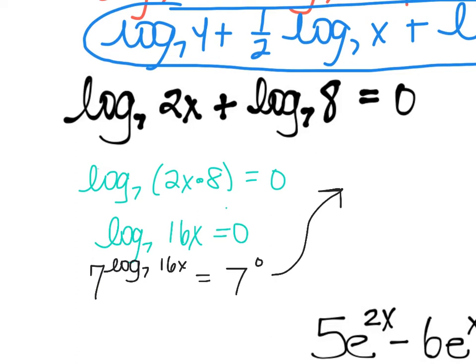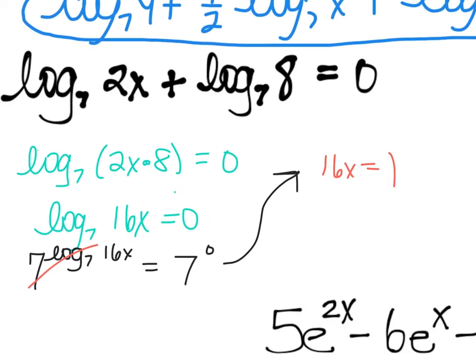Seven log 7 does what? Cancels out. So you have 16x equals, what's 7 to the 0 power? 1. Guys, don't make a silly mistake there, make it 0. Put 7 to the 0 power in your calculator, it'll tell you it's 1. Now what? Divide by 16. Now remember, if the directions say to give the decimal equivalent, give the decimal equivalent.